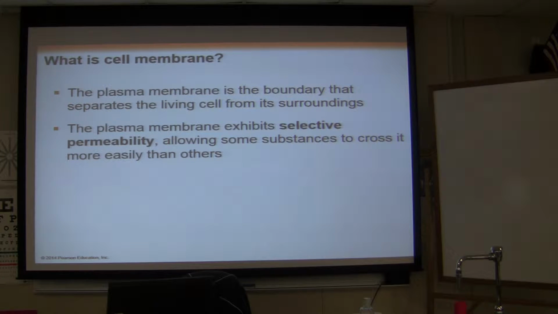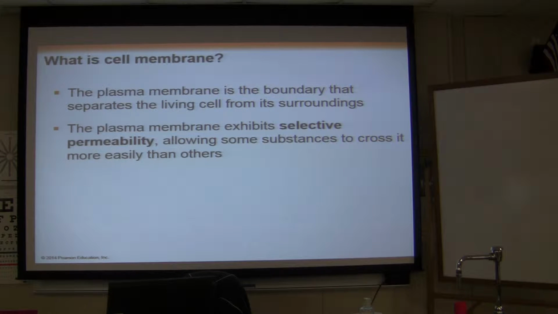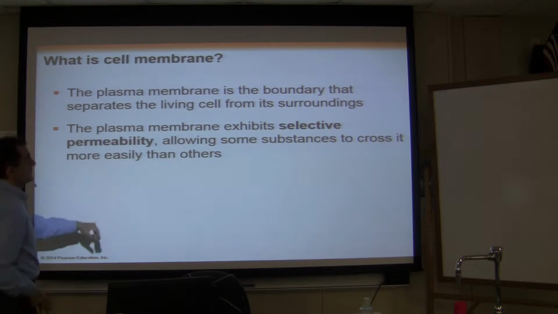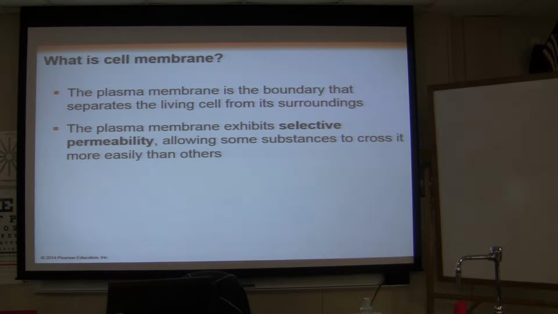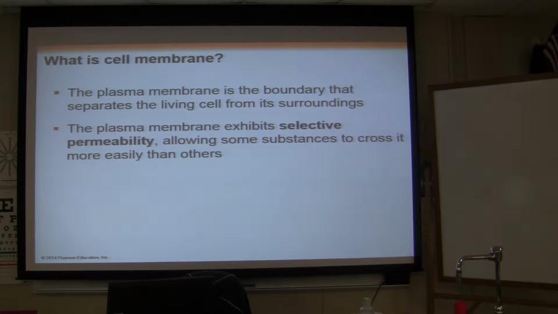Every cell has a boundary. Even though some cells, like your cardiac cells, have junctions between them, they have a boundary as well. They have a cell membrane as well. Some cells can be connected together, but again, they do have a boundary. It separates living cells from their surroundings. The plasma membrane exhibits selective permeability, allowing some substances to cross it more easily than the others.